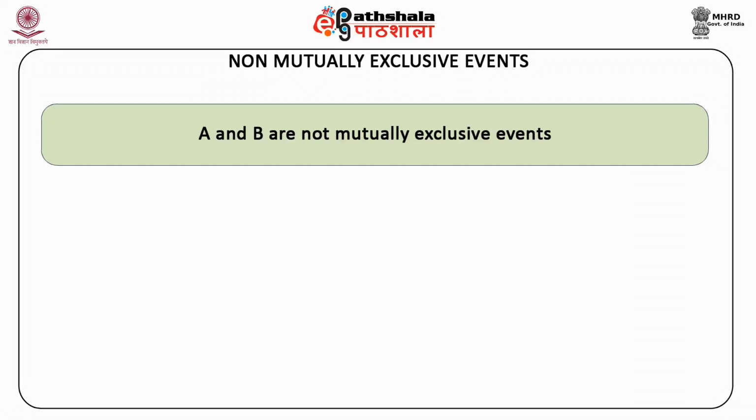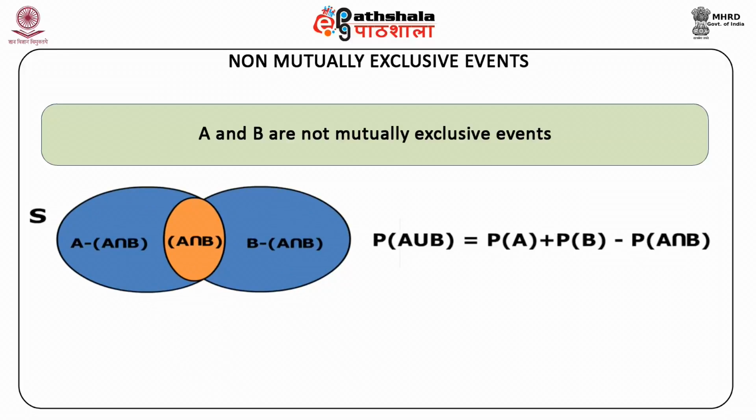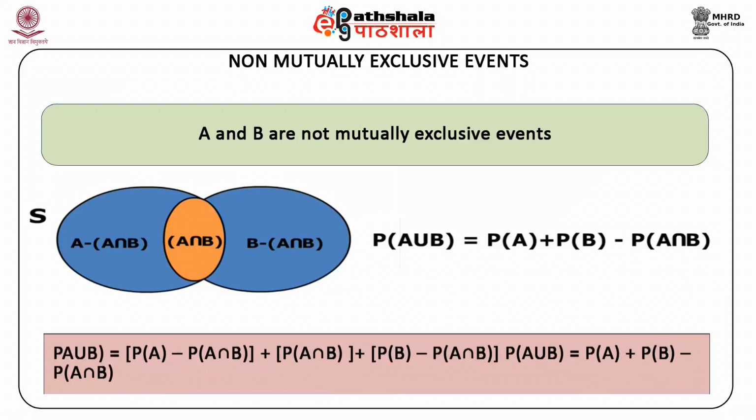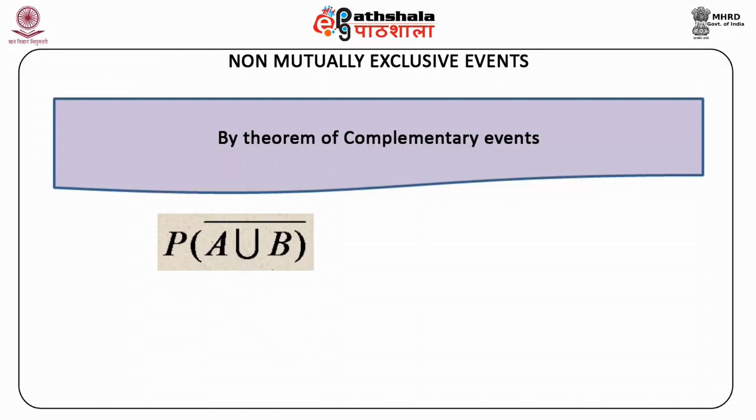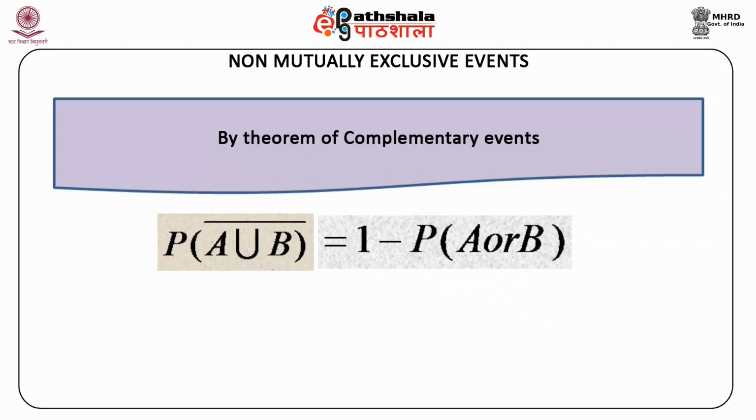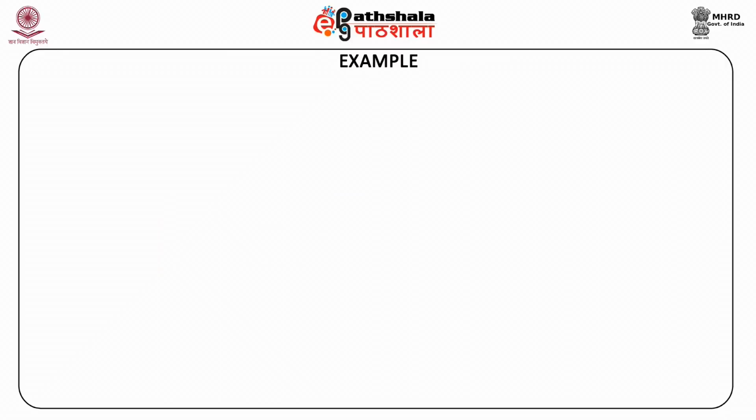In the figure, the union of A and B is represented by the combined area: A not B, A and B, B not A. The residual area then represents the event neither A nor B, or not A and not B. By the theorem of complementary events, we have probability of (A union B) complement is equal to 1 minus probability of A or B. Let us understand it with the help of an example.